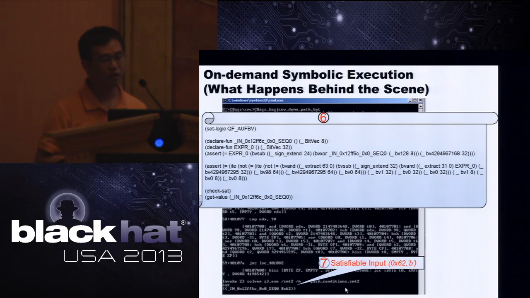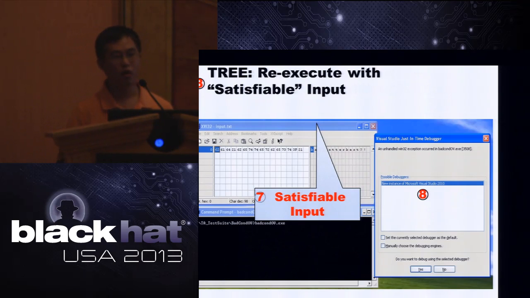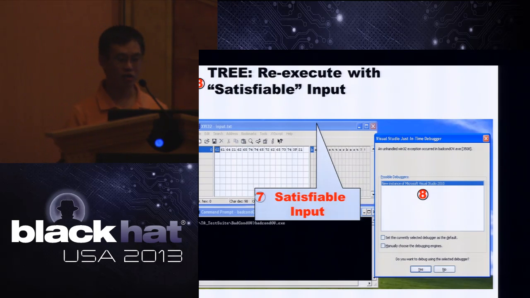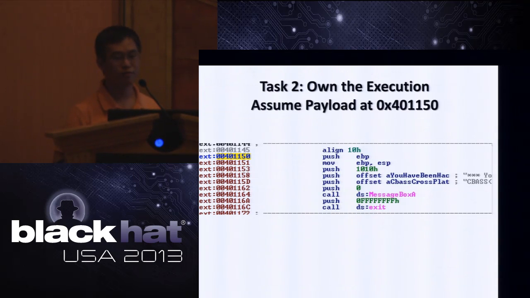In SMT, the solver's term is called satisfiable input, but it basically tells you, for these particular input bytes, what the value should be. So if we make changes accordingly and run the program again, it will trigger the crash. It means that it took the bad path.